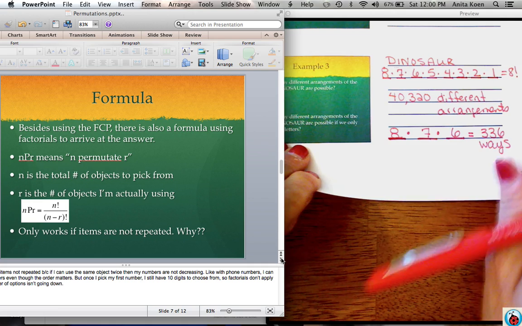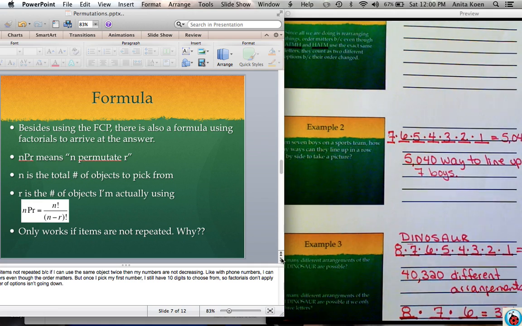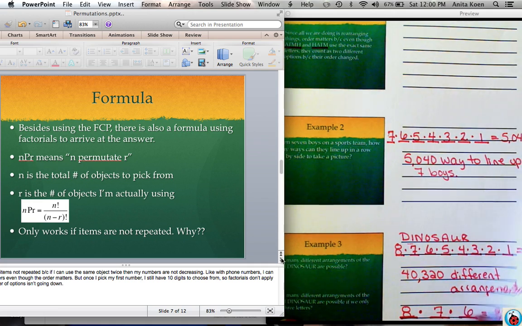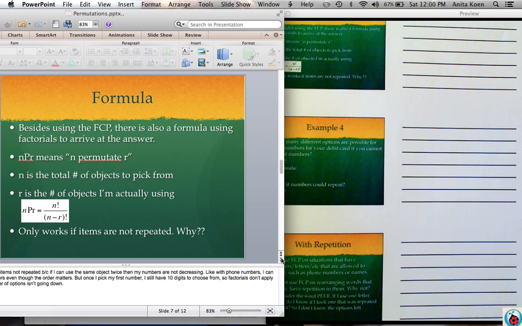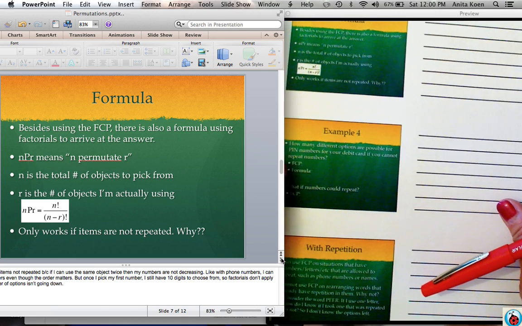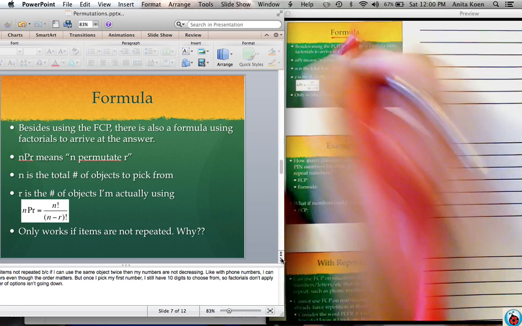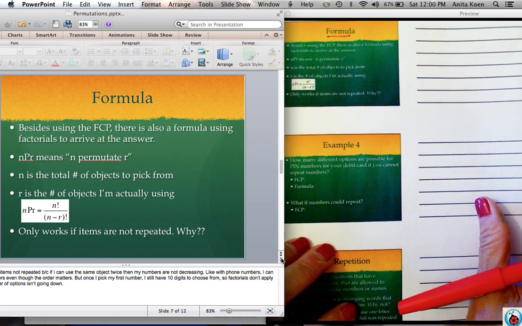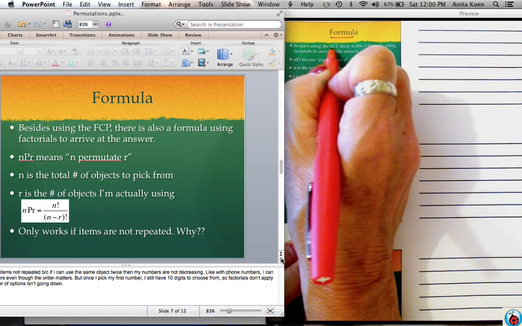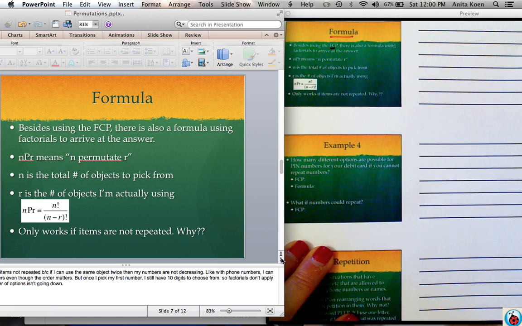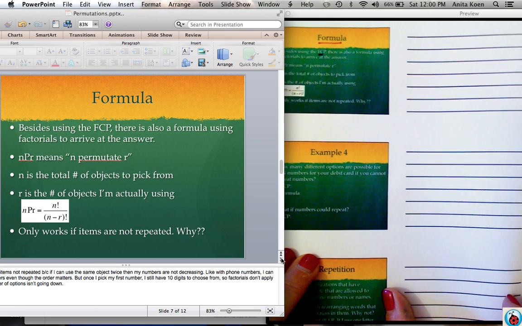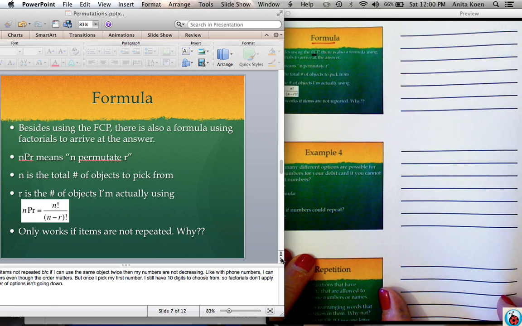Now, besides the fundamental counting principle, there is also a formula, and I know you guys don't love formulas, but there is a formula that we can use, and you do need to learn the formula. So we're going to have both. We're going to be using factorials because we just hopefully recognized that we could use factorials to find our answer just as easily as multiplying all those together.